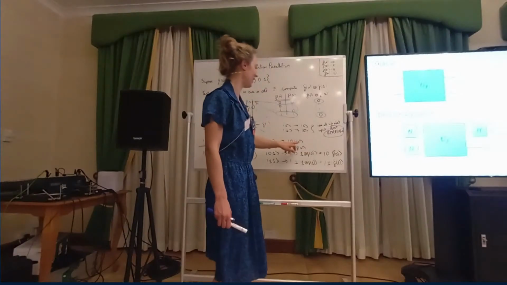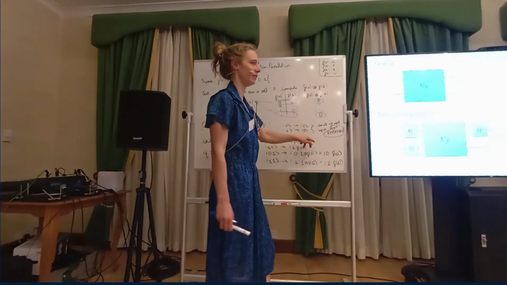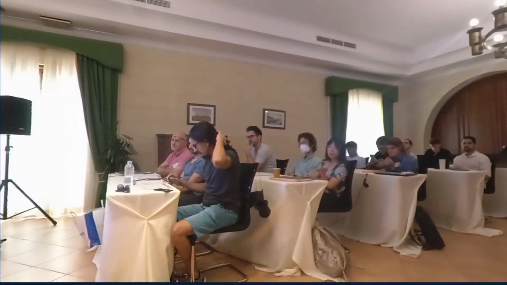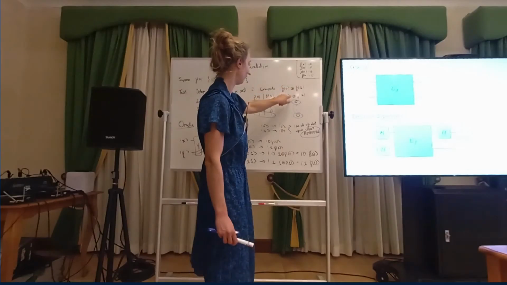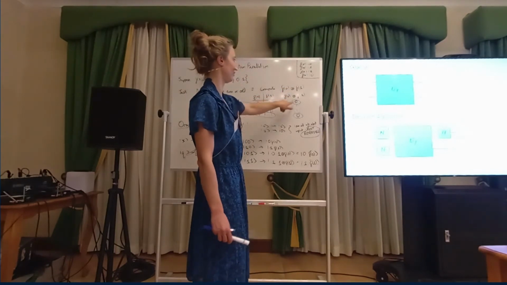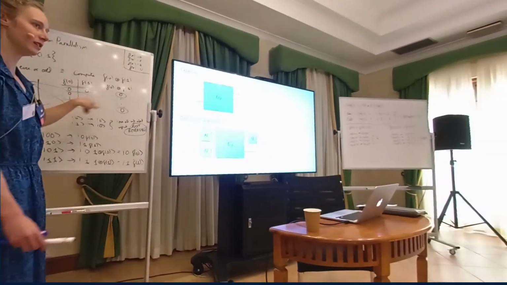So I could have had another line here. I could have done 0 plus f of 0 equals f of 0. The plus is like an XOR. So the truth table for it is here. So 0 plus 0 is 0, 0 plus 1 is 1.